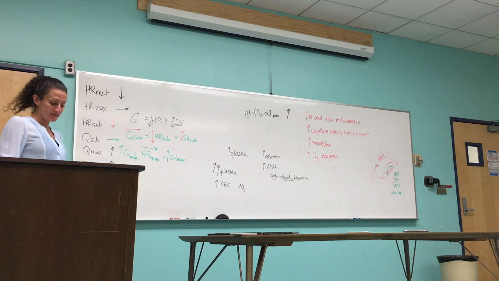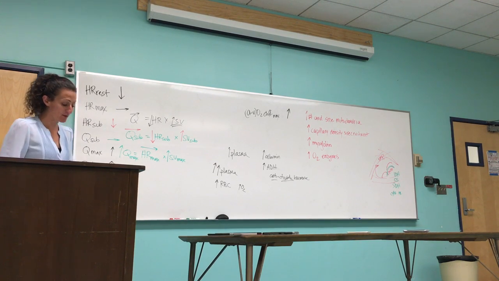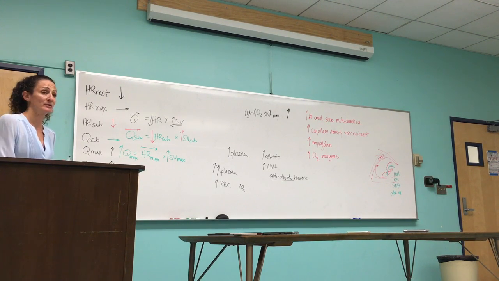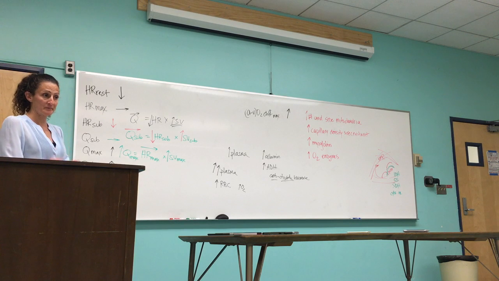Yes, what was I talking about? Hematocrit. A trained person's hematocrit will be lower because the increases in plasma volume are larger than the increases in red blood cells.